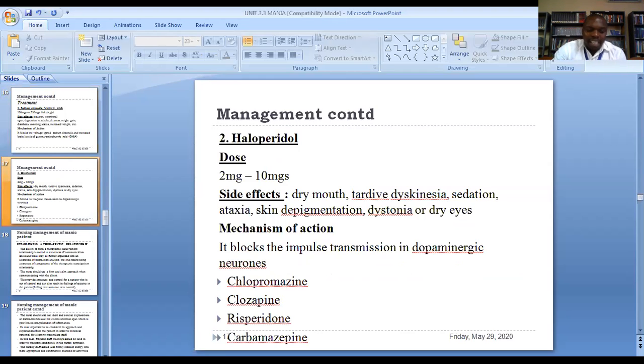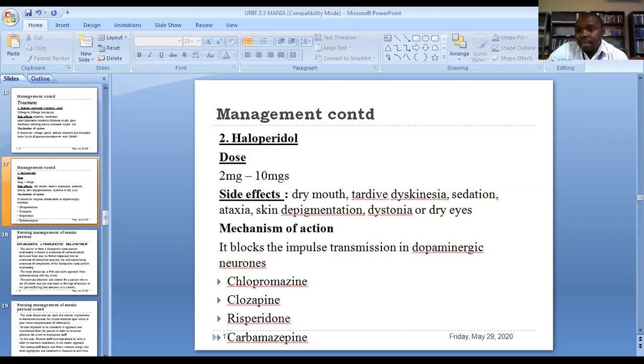The second drug one can use is haloperidol. At least you all know that this drug is a typical antipsychotic drug. It is also sold as Haldol. It is coming from the group of typical antipsychotics known as the butyrophenones. So one with mania can be given 2 milligrams to 10 milligrams of haloperidol.